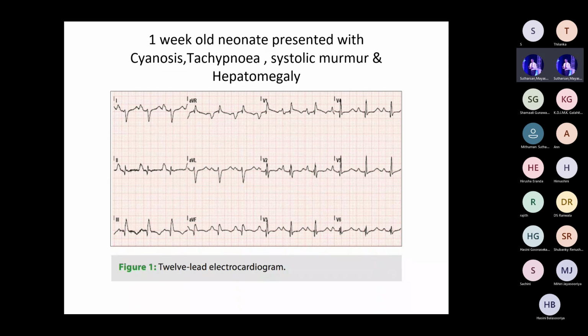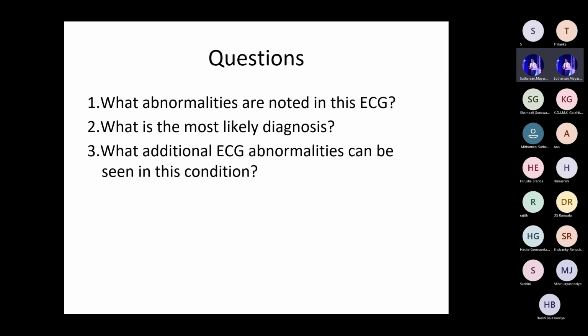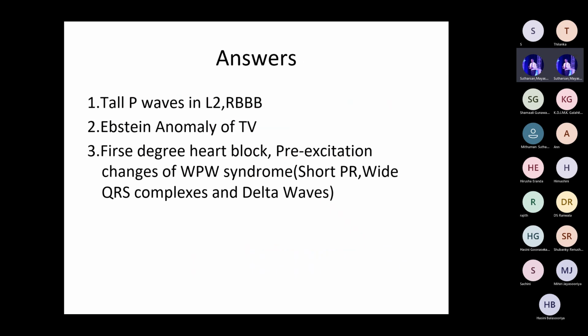Ebstein, this is characteristic with the history. Ebstein anomaly, right? Okay, Ebstein anomaly. Hepatomegaly is also there. Why? Because of severe TR, there's hepatic congestion. Because of TR, Ebstein anomaly. So these are the things: tall P waves, the right bundle branch block, Ebstein anomaly.